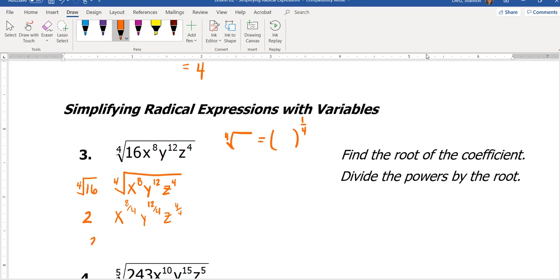So this would be 2, x to the 8 divided by 4 is 2. Y, that's 12 divided by 4 is 3. And z, 4 divided by 4 is 1. And that would be my final answer there. So I always like to divide the exponent that's on the inside by whatever the root is. And we'll talk about what happens if we get any type of remainder as we move forward. But that's what you're doing, and this would be my final answer.